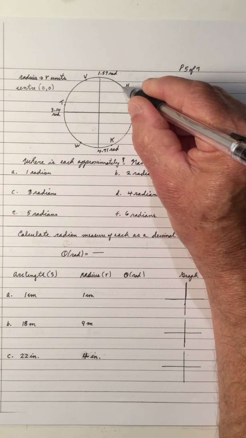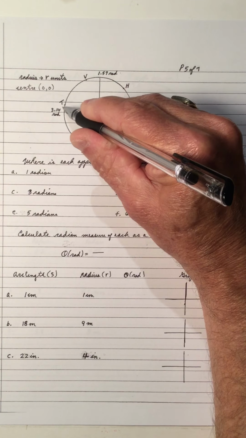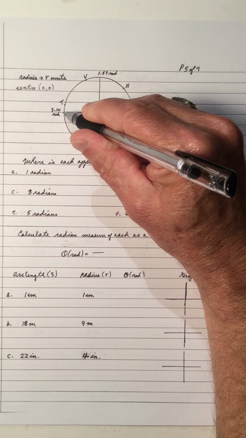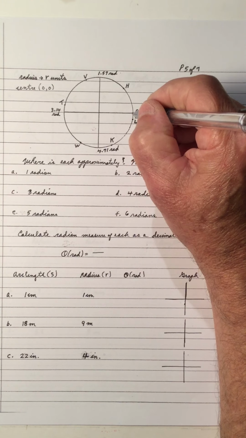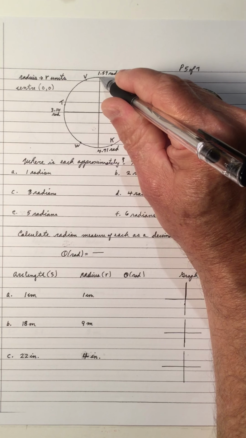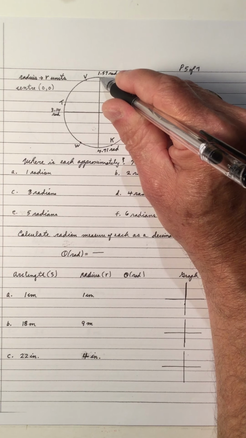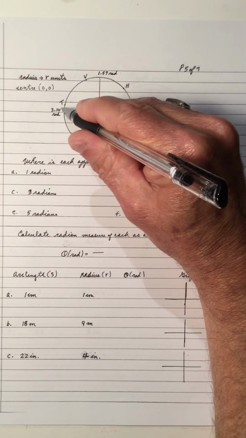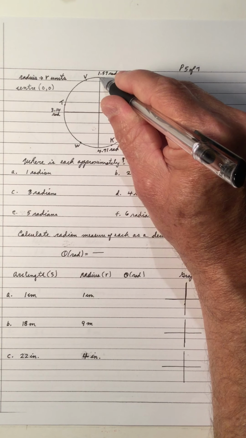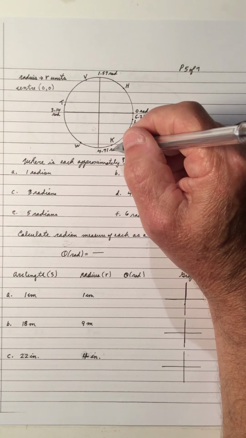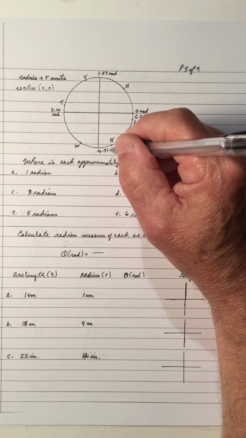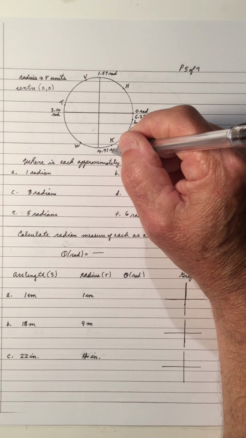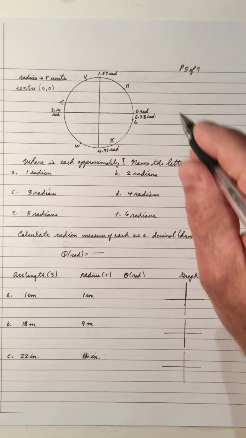But we'll come back to this. If you can see it, this is 2 pi radians. And this radian measure here is 3.14 or pi. And this radian measure here is 1.57, which is pi divided by 2, half of it, pi over 2. And this is 3 pi over 2. It's 3/4.